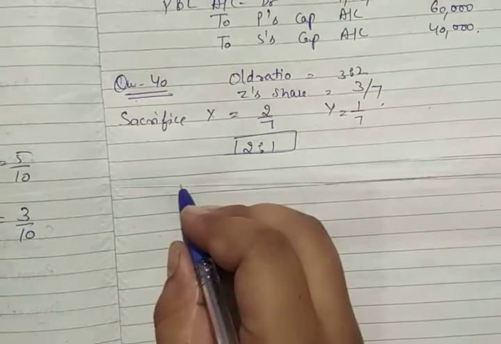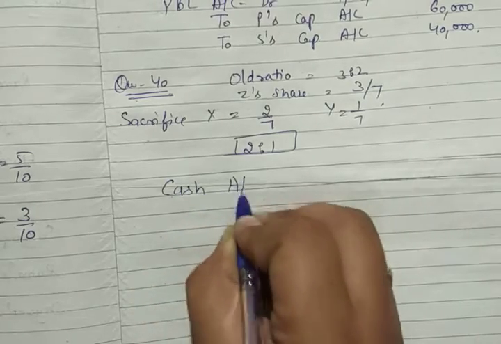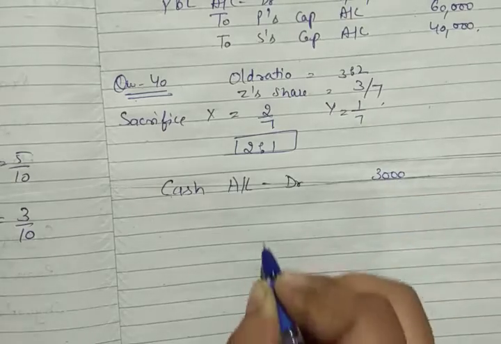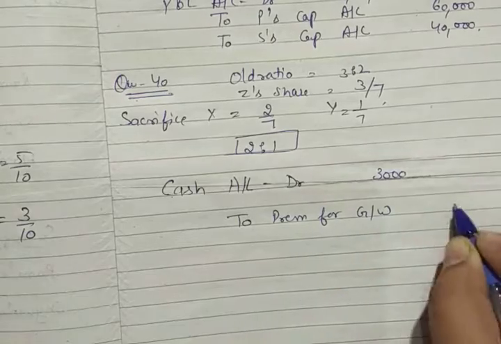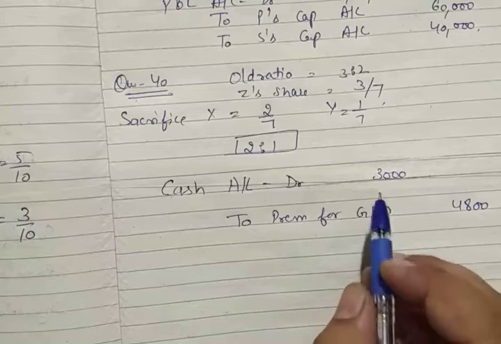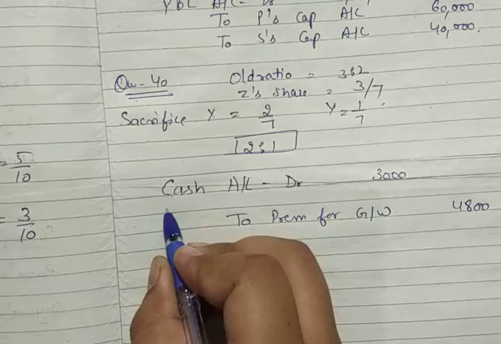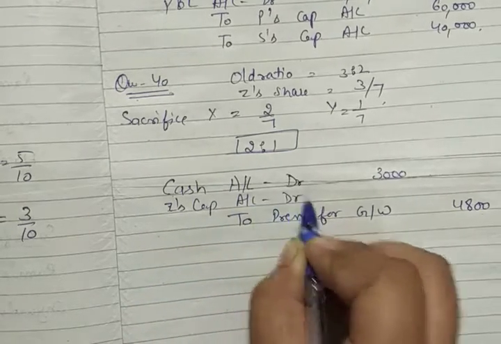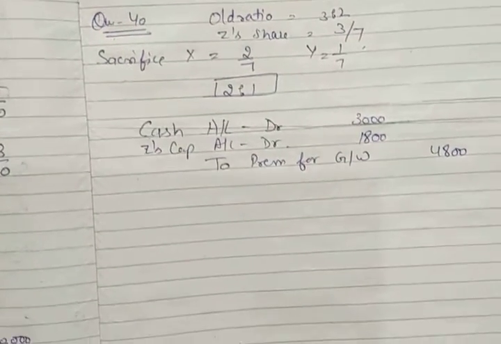Now let's come to the entries. So first of all, he has brought cash. So we will write cash account debit, but there is only 3,000 of cash. But the total premium for goodwill was 4,800. So from where will these 1,800 come? Look, we have only one account of the partner, that is the capital account, and we will pick the money from here. So we will write here that Z's capital account will be debited for 1,800 rupees, and from there we will pick this 1,800 rupees that is not brought in by him.